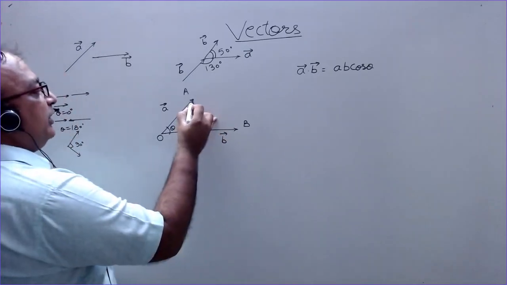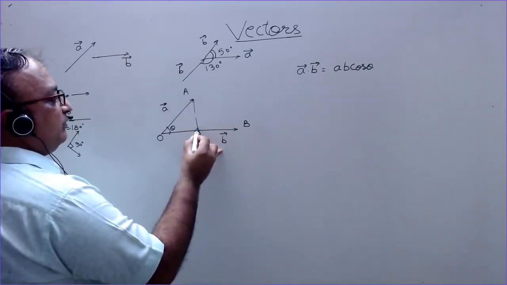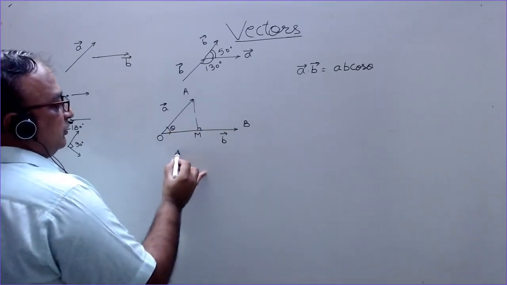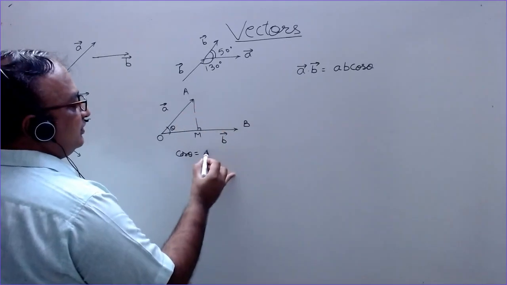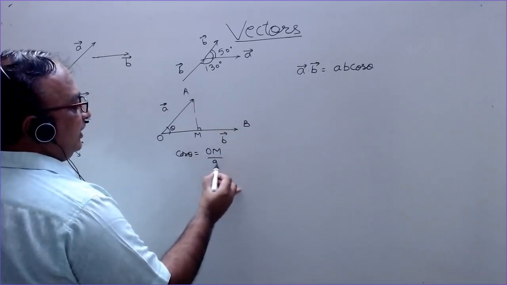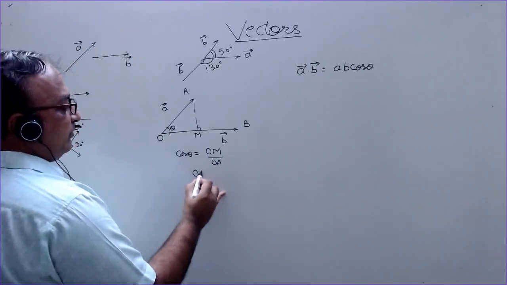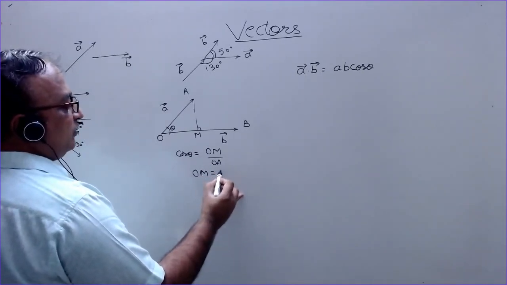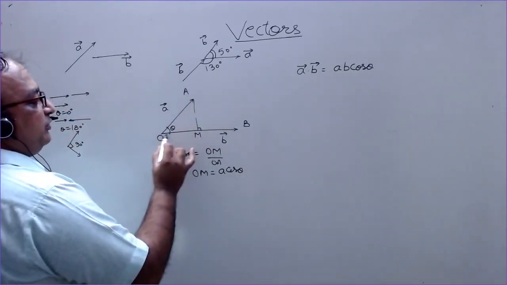Now from this point, drop a perpendicular on this vector. This point is M, 90 degrees. So what is cos theta here? Cos theta is base OM upon the magnitude OA. So OM, as I told you previously, is OA cos theta, A cos theta. This is A magnitude, this is A cos theta.